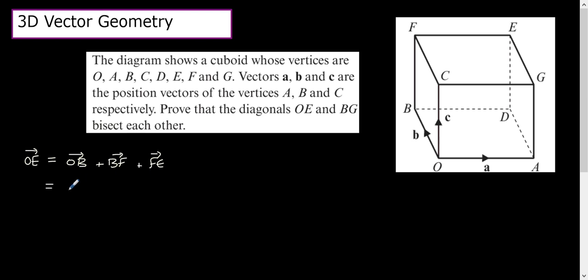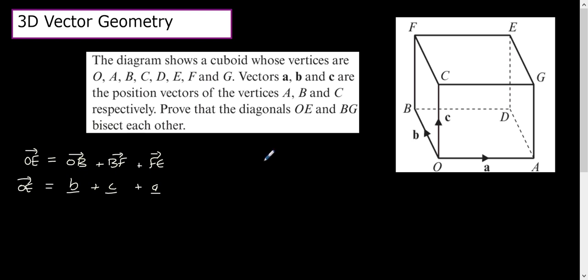So OB, straightforward, is vector b. BF isn't labeled on the diagram, but this is a cuboid. So BF is completely parallel to OC, and it has the same length. So it is the vector c. And then similarly, FE isn't labeled on the diagram, but it is the same length and the same direction as the vector a. So that's my first diagonal.